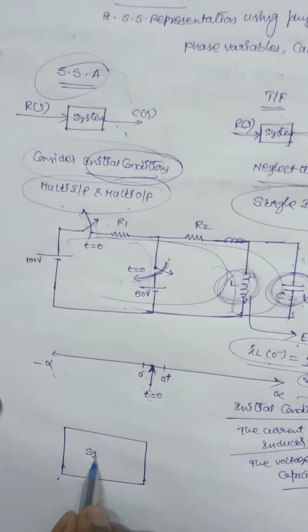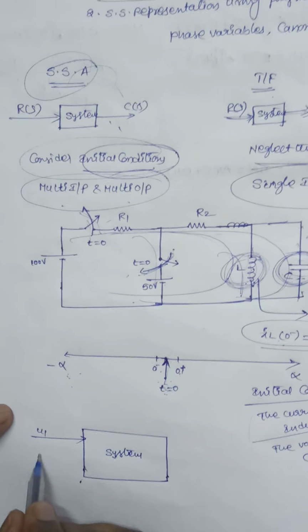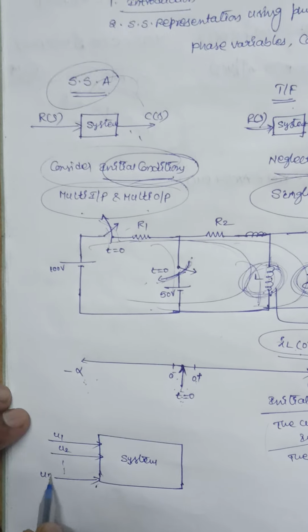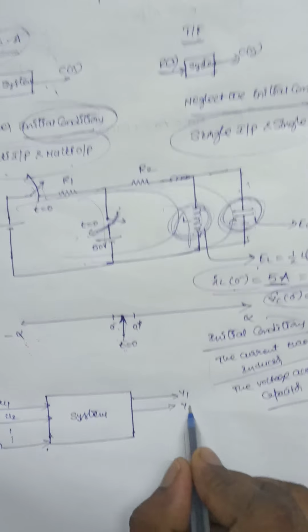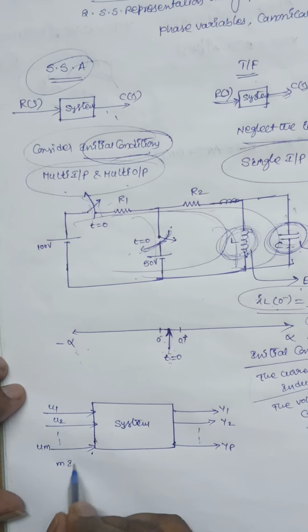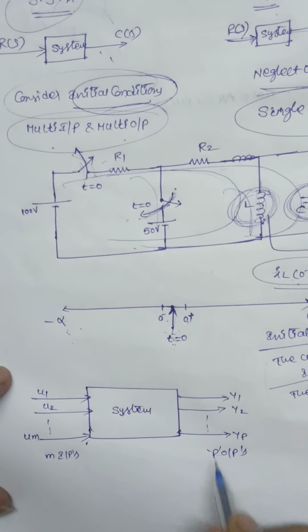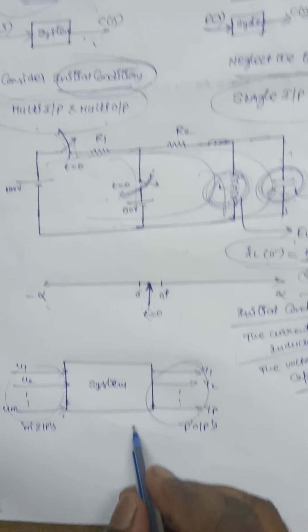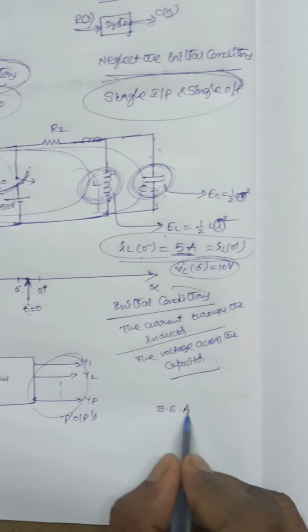That means there is a system. This is a system. It is having multi inputs, U1, U2, and so on, M inputs are there, and here Y1, Y2, and so on, P outputs are there. So here M inputs, here P outputs. So this is a multi input and multi output system. Okay, now let me expand what a state space analysis is.